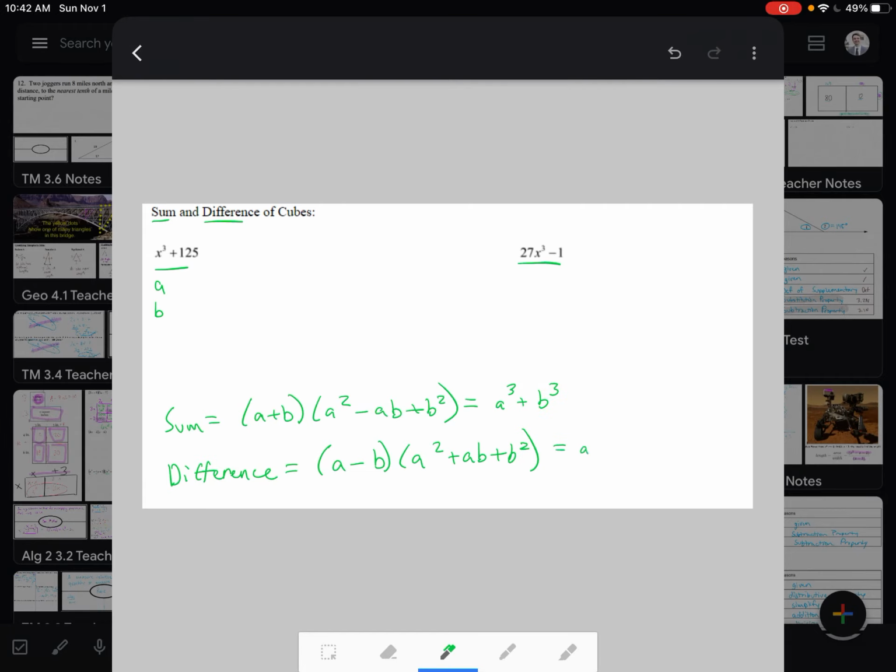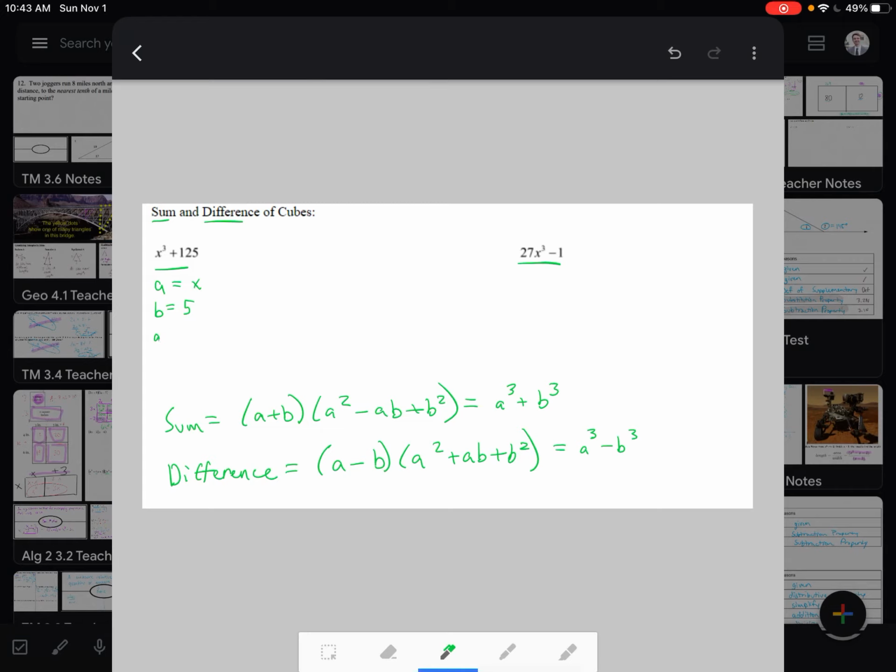Each of these is a to the third plus b to the third. And this is a to the third minus b to the third. So here, a is just x, because a to the third equals x to the third, and b in this case actually equals 5, not 125.